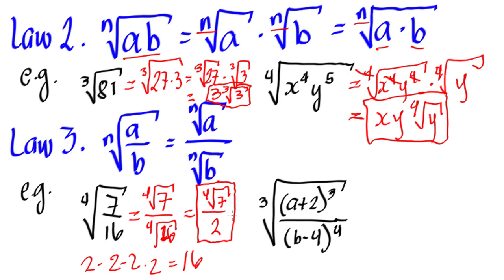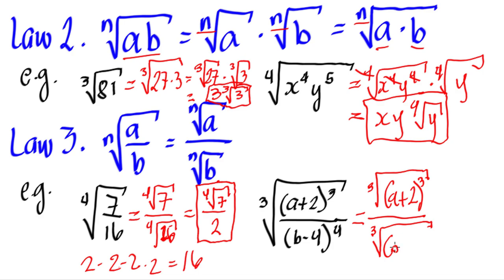Now for number 2, for law 3, what we can do is distribute them. So when we do that, distribute the radical sign to the numerator and denominator. So what we'll do is take this, the cube root of a plus 2 cubed, and the cube root of b minus 4 to the fourth. Okay. What we can do in the numerator is to apply the law number one.